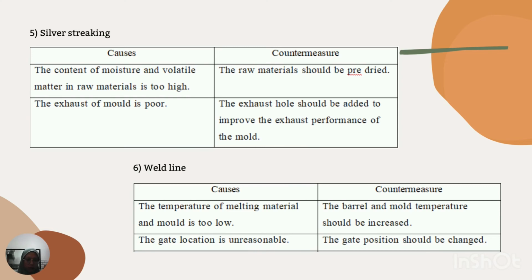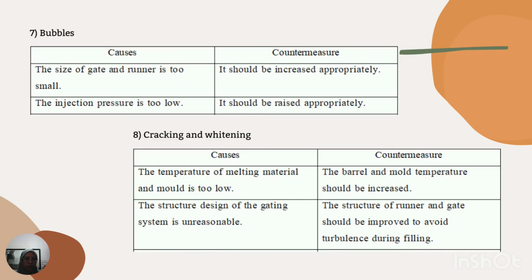The sixth is the weld line. The cause is that the temperature of the melting material and mold is too low, and the countermeasure is that the barrel and mold temperature should be increased. Secondly, the gate location is unreasonable, and the countermeasure is that the gate position should be changed.